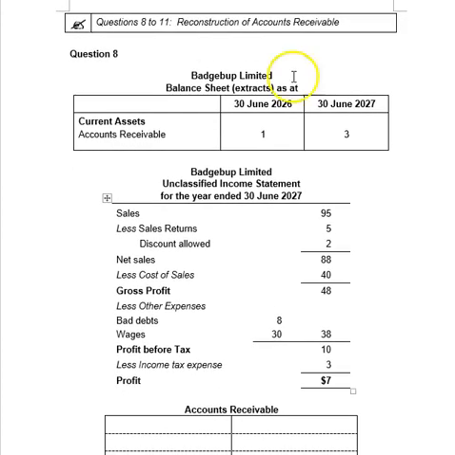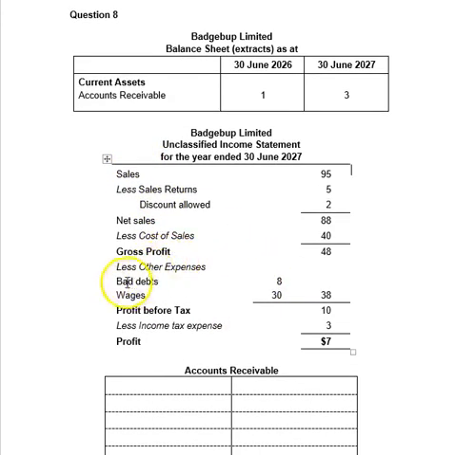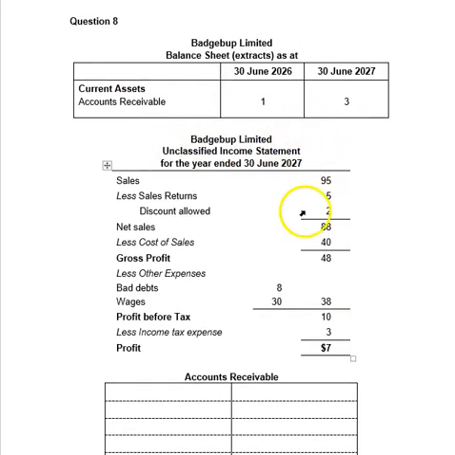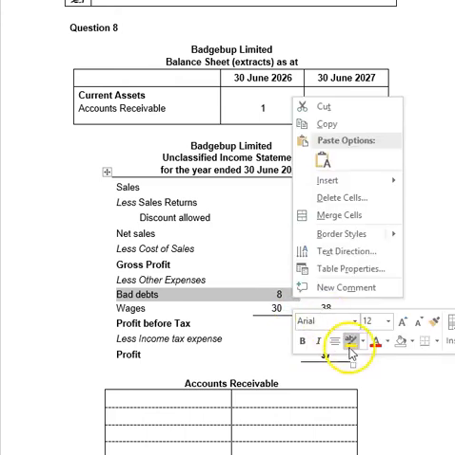So first thing first, you need to read the question properly. In this question we have accounts receivables, we have all these sales, and then we have bad debts. But if you notice, there's no allowance for doubtful debts. So when there is no allowance for doubtful debts, we don't need to reconstruct the allowance for doubtful debts just to find out your bad debts, because the bad debts is already given over here. So this is one of the important pieces of information that you need to highlight.